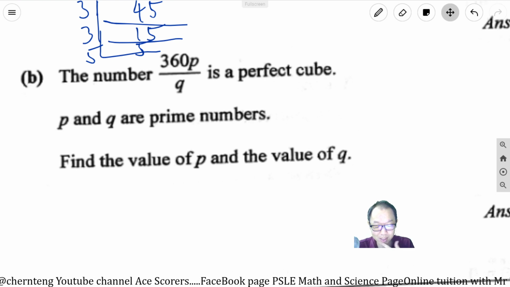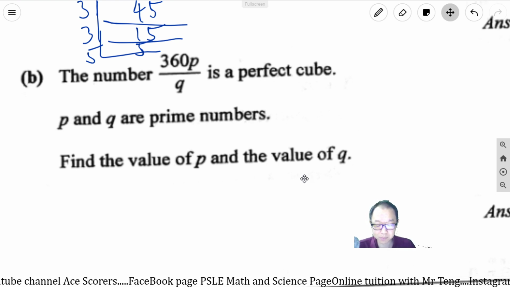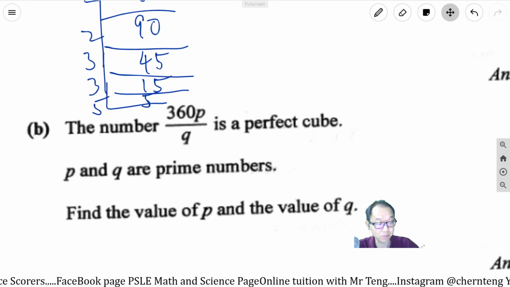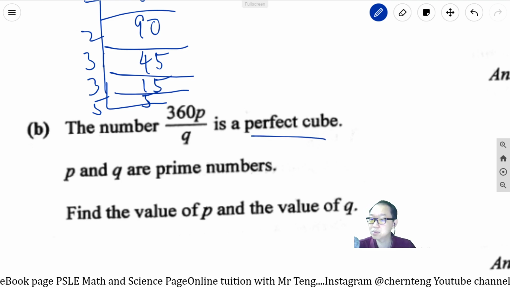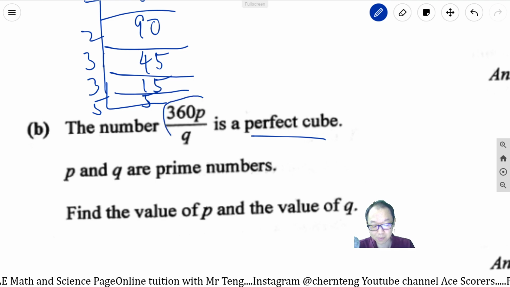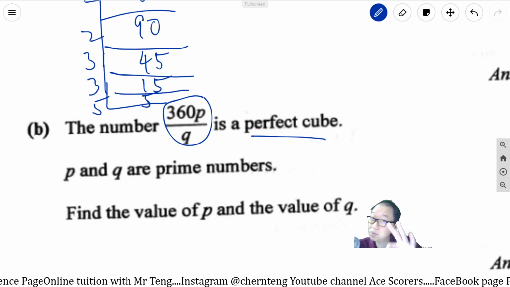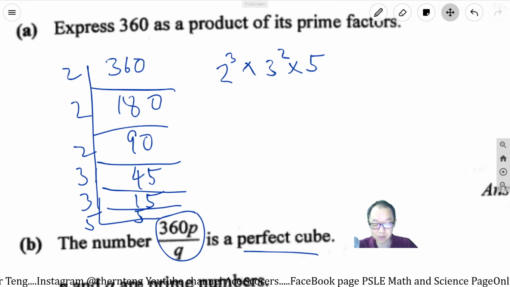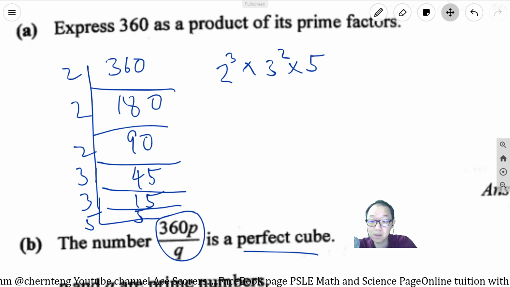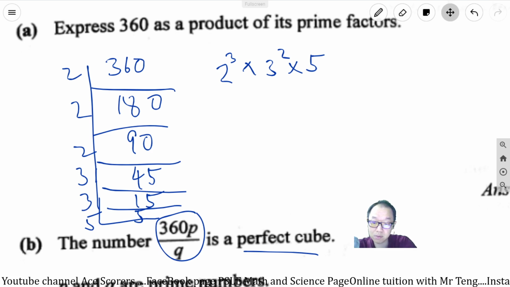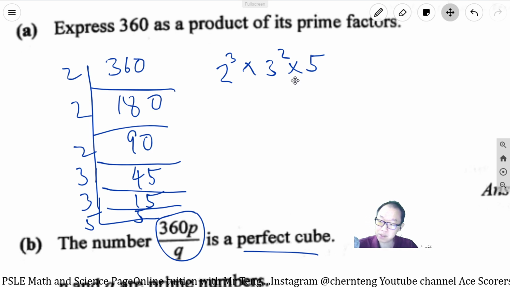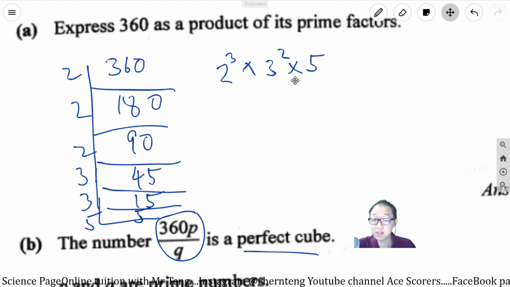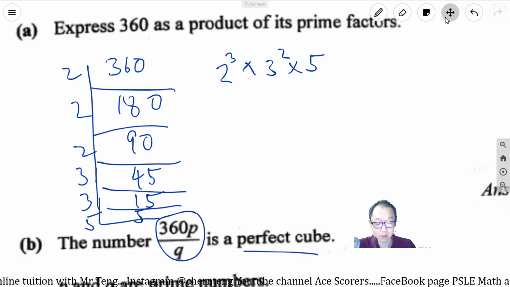Okay, next, the number 360p over q is a perfect cube. So p and q. First we need to understand what is a perfect cube. A perfect cube means that this number can split into 3 equal groups. So we have to look at the original number: 2 cubed, 3 squared, 5. Let me check. 2 to the power 3 times 3 to the power 2 times 5. Yeah, 360, right? That means this number I'm supposed to split into groups of 3 with an equal number inside.